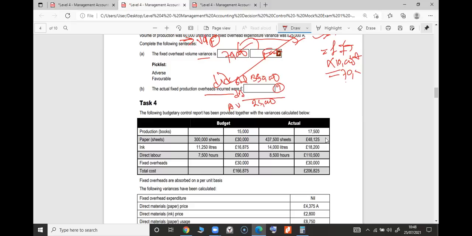So actually it did cost you more than this 350,000. It cost you 375,000. That is the reason for your adverse variance, isn't it? Yeah.